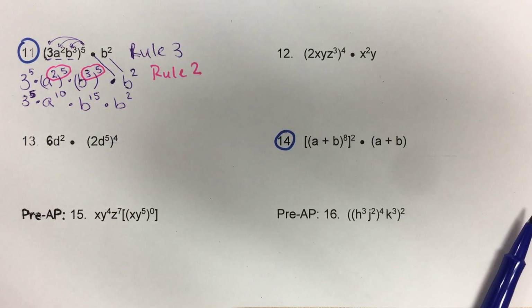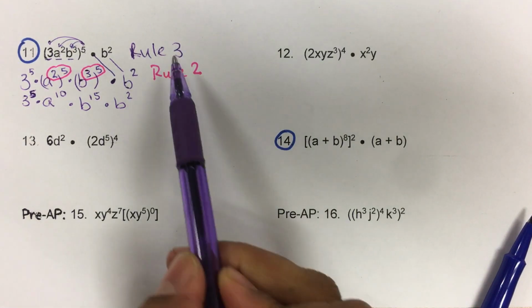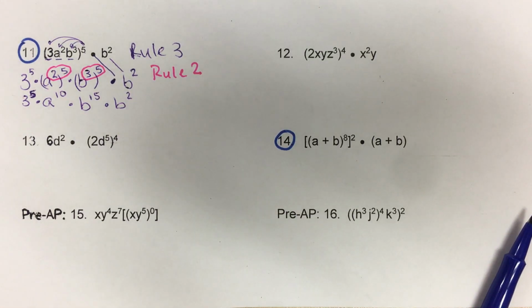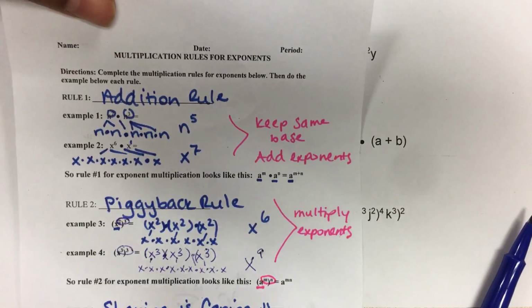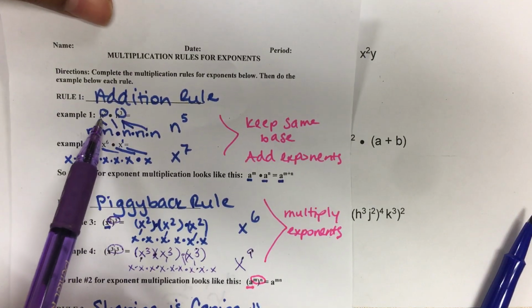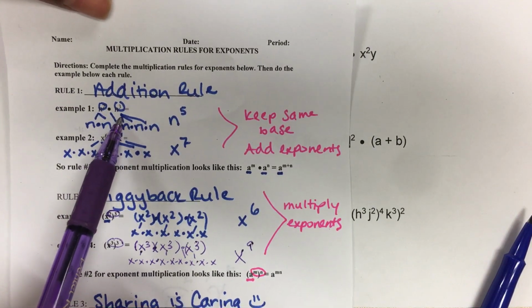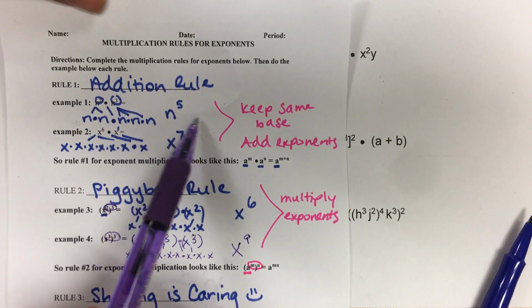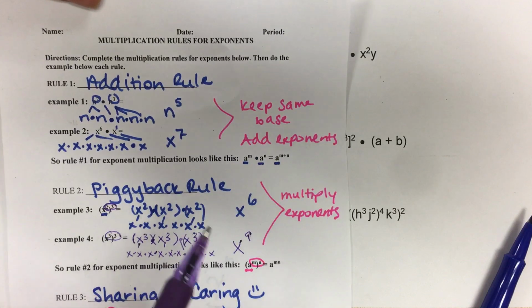Now, what rule have I not used? I've used rule 3. I've used rule 2. What's rule 1? We sometimes forget about rule 1 because it's so simple. Forget about the simple stuff. That's when I have same base times same base. And what do I do with that? I add my exponents. Keep the base the same and add the exponents.